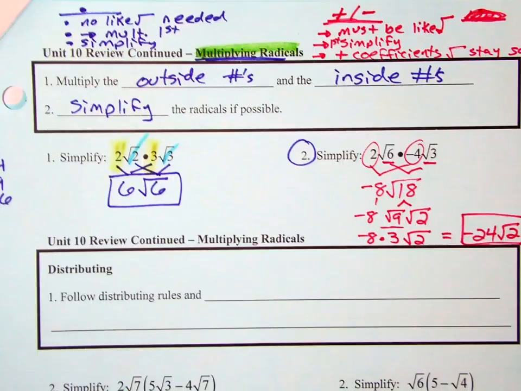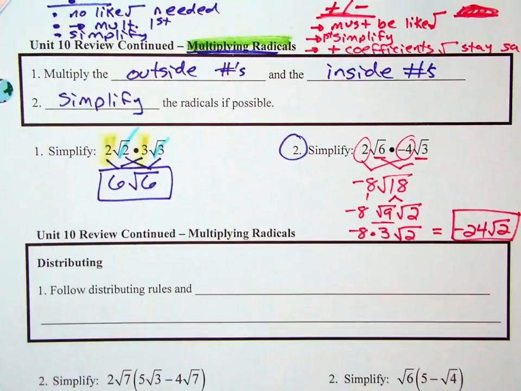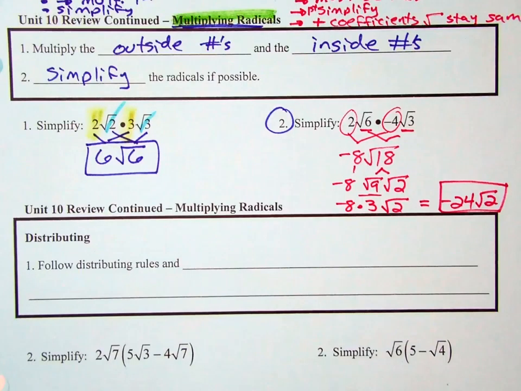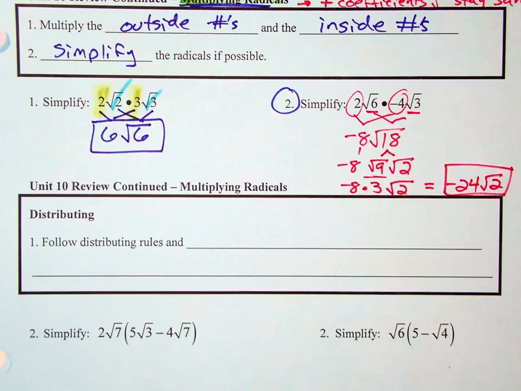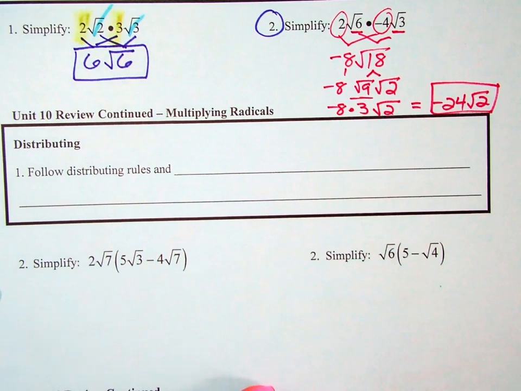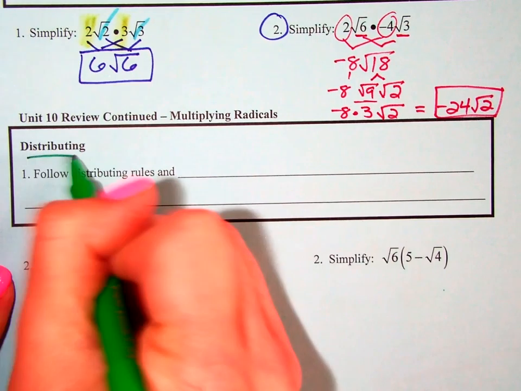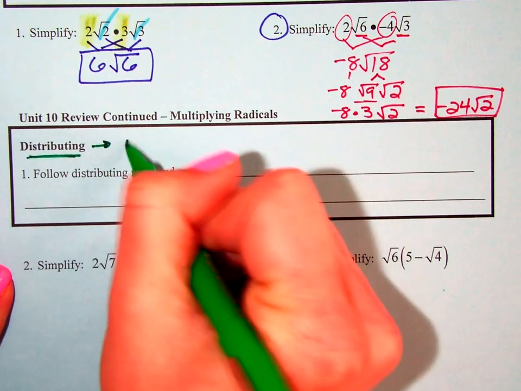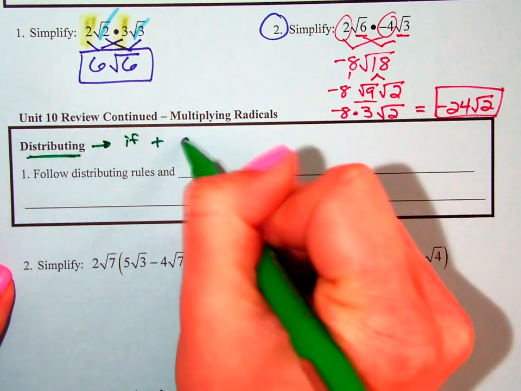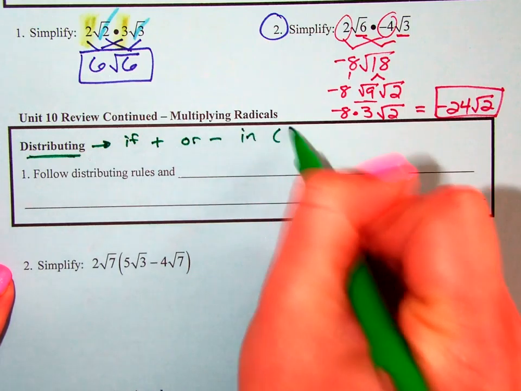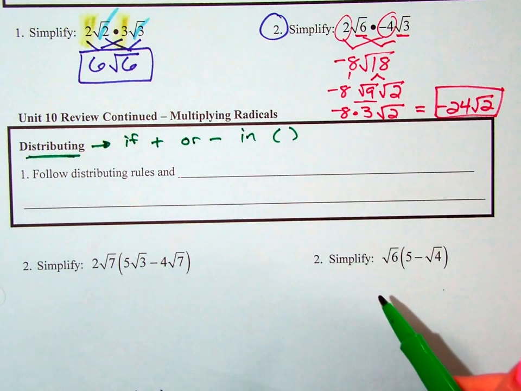Okay? So now the next thing that we're going to look at really does just deal with multiplication again, but on a bigger scale. So now, instead of just simply multiplying like we did in 1 and 2, you're going to have to distribute. Okay? And you know you're going to have to distribute if there's an addition or subtraction sign in the parentheses.